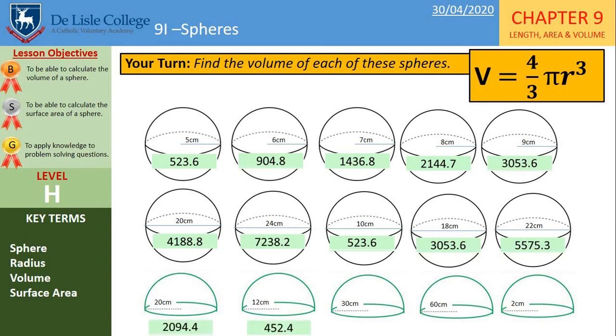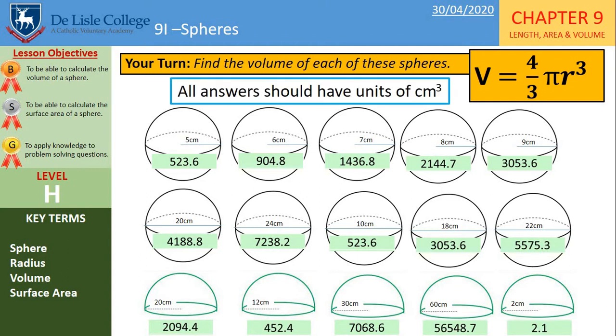Okay, let's check those. And like I said at the beginning, all of those values should have centimetres cubed. And if you've done different rounding, you've done significant figures rather than 1 decimal place, that's absolutely fine as long as your rounding is accurate.